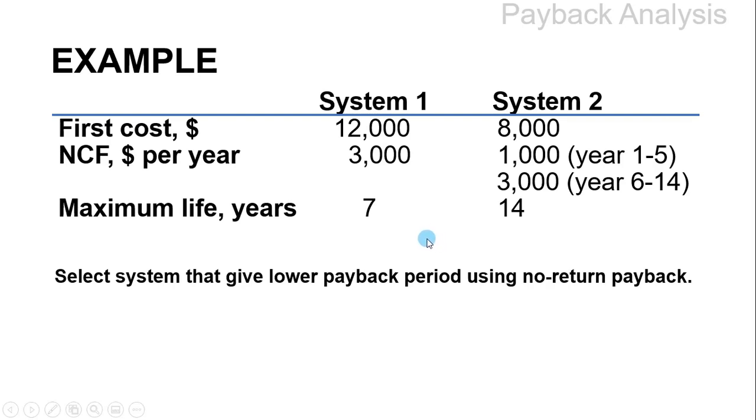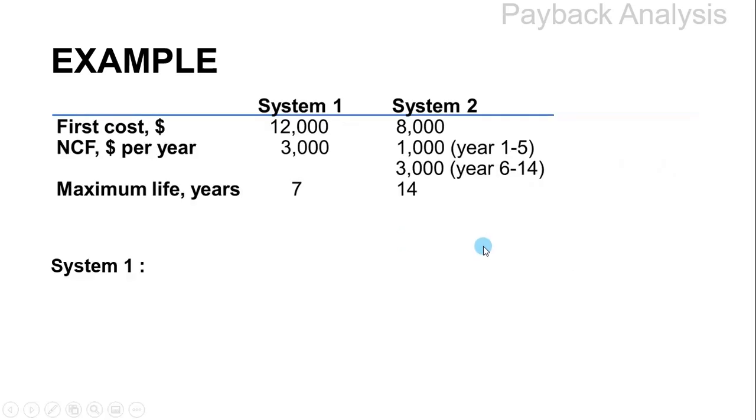Consider the following example. We are given two alternatives, system 1 and system 2, each with their own cash flow. So we're going to use the payback analysis to make a selection of the preferred alternative. In this case, we will use no return payback, which is the analysis that does not consider any interest rate. So for system 1, how do we calculate the payback period?